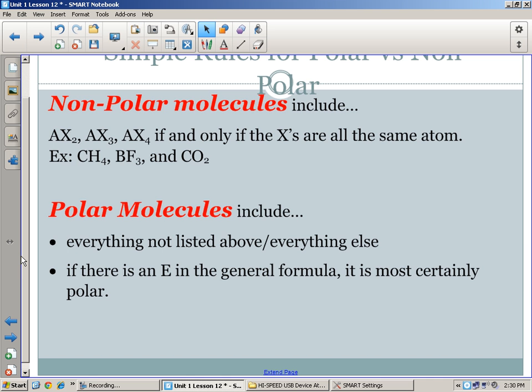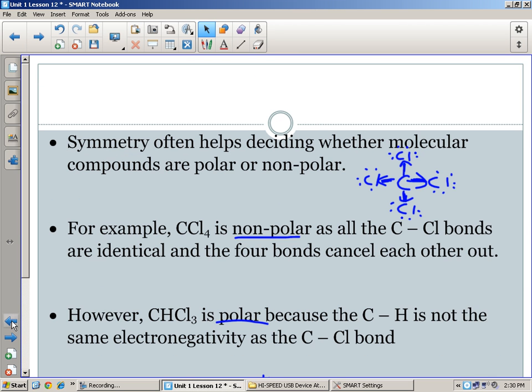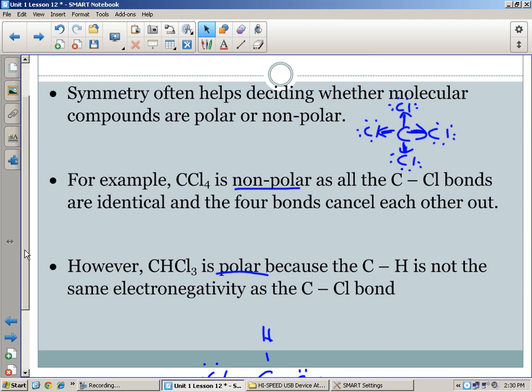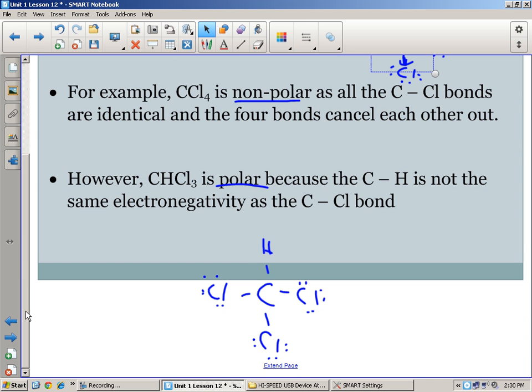Okay? Go back to this one, for example, here. Look, AX4, the X's are Cl, Cl, Cl, Cl, they're all the same. Nonpolar. Yes? Here is AX4. The X's are not all the same. Therefore, it is polar.